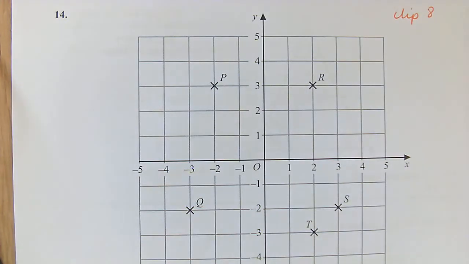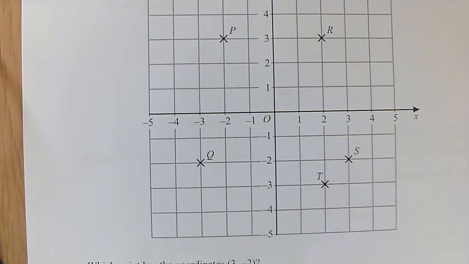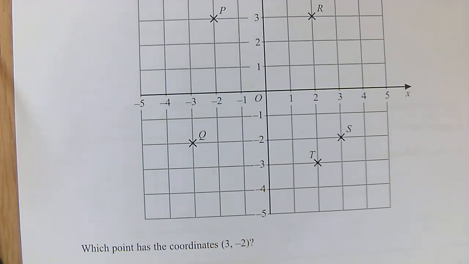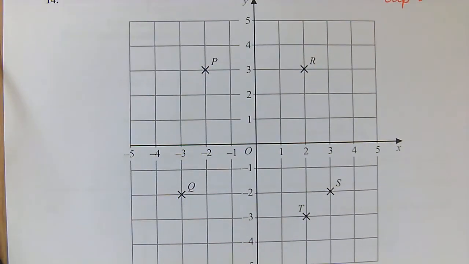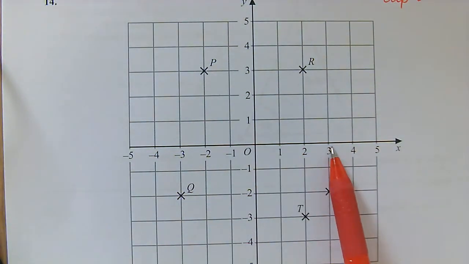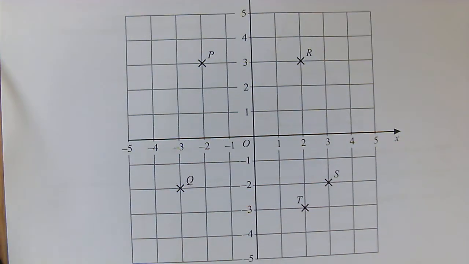Okay, question 14, another coordinates. We need to work out which one has the coordinates of 3, minus 2. So along the corridor 3, down 2, that is going to be S.